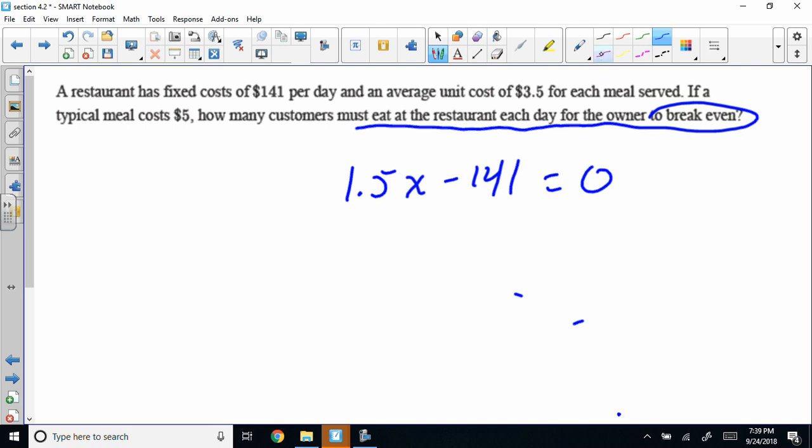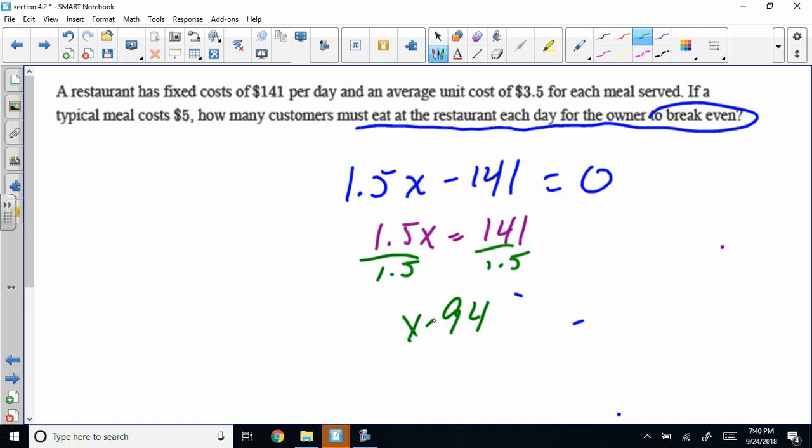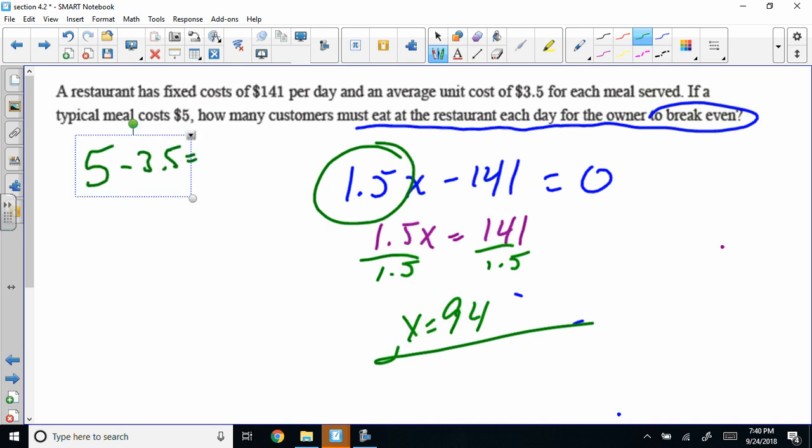So if I take this and move it over to the other side, I get 1.5x equals 141. And if I divide both sides by 1.5, 141 divided by 1.5 is 94 what? Customers, right? 94 customers. Does everybody understand where I got the 1.5? That's 5 minus 3.5 equals 1.5.